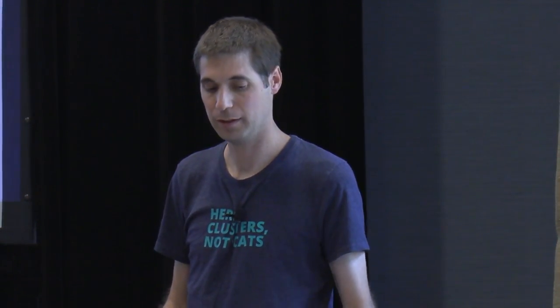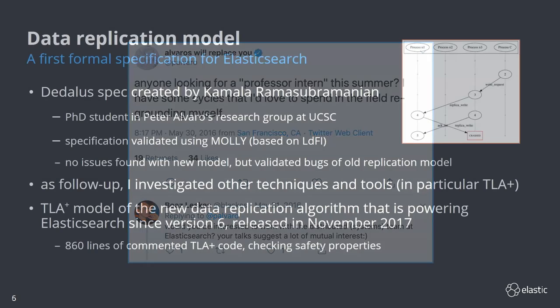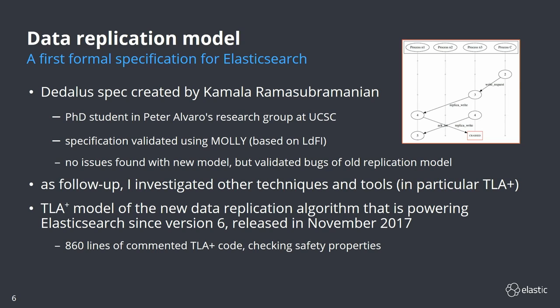To this end, a tweet by Peter Alvaro caught our attention. Peter, head of the distributed systems research group at UC Santa Cruz, was looking for collaboration on just this topic. And after a short exchange of tweets and a few follow-up calls between Peter and Boaz, who was at the time leading the distributed group at Elastic, it was decided that Kamala, a PhD student in Peter's group, would join the team at Elastic for a few months over the summer to create a formal model and to validate it using Molly, a research prototype developed by Peter's group to find bugs in specifications of distributed systems.